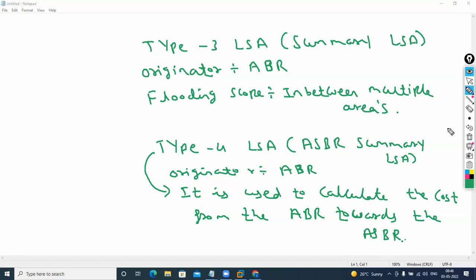Why do we need to have type 4 LSA? I'm not very clear on it. I told you, it is used to calculate the cost from the ABR towards the ASBR. Why do we need that cost? Because you need to know how far your ASBR is. I'll talk about this LSA, don't worry. We'll do a lab on this. Clear? Okay.